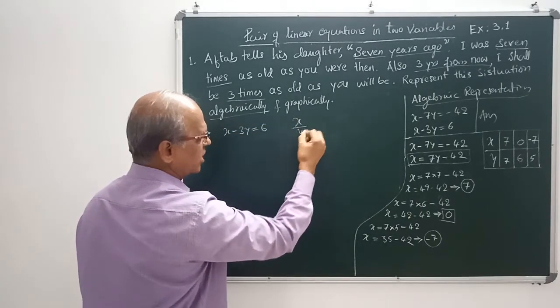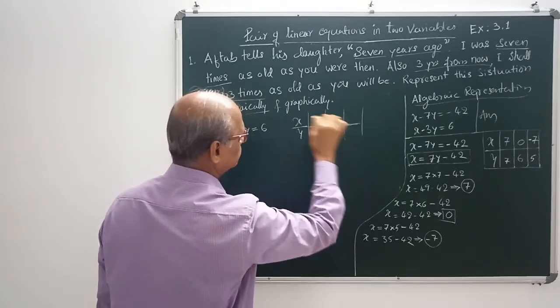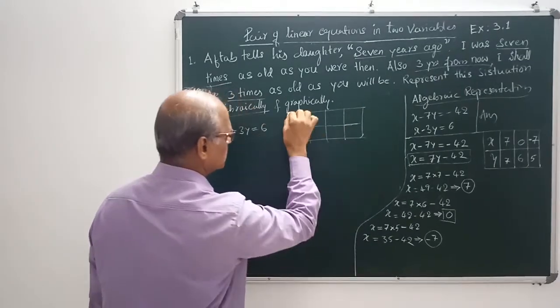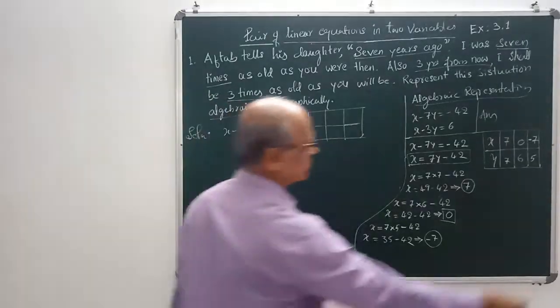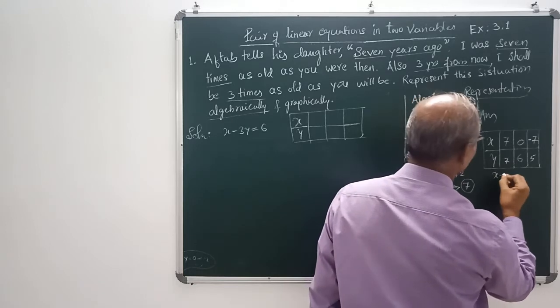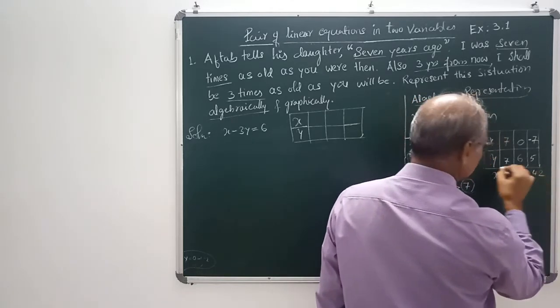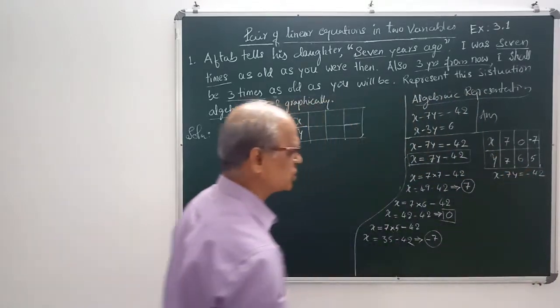x is here, y is here. Again, 3 values let us consider. So 3 values. This is our table 1. So what is the equation here? x minus 7y is equal to 42. This is the table that pertains to this equation.